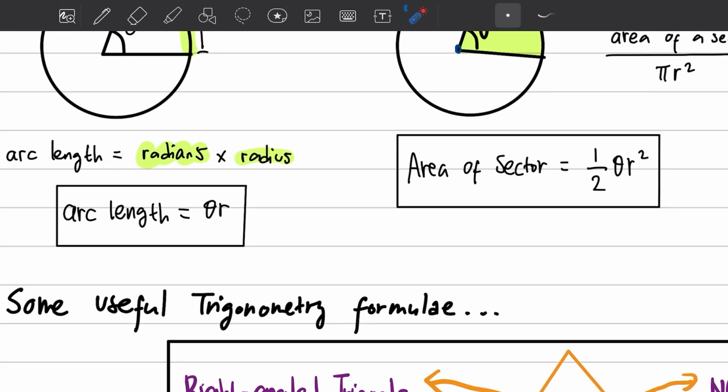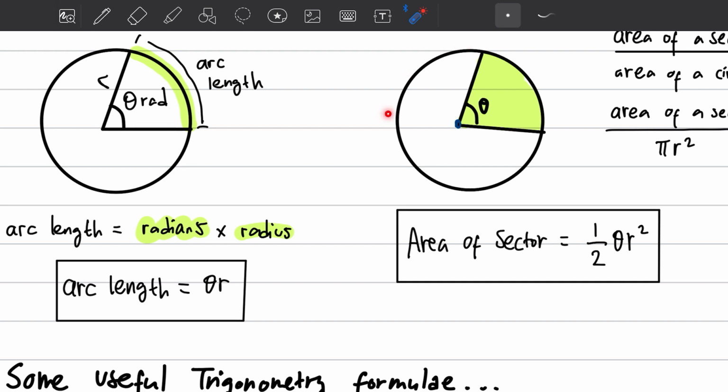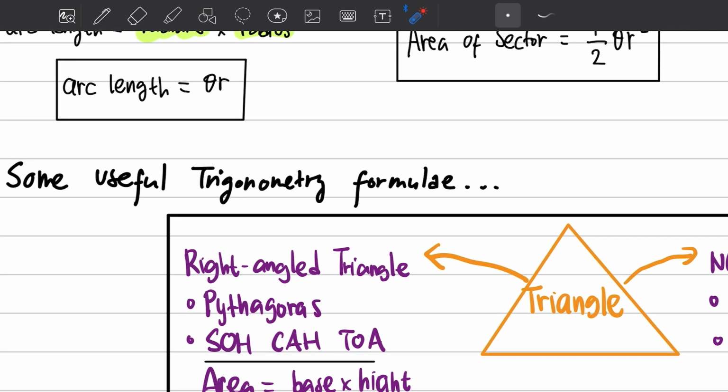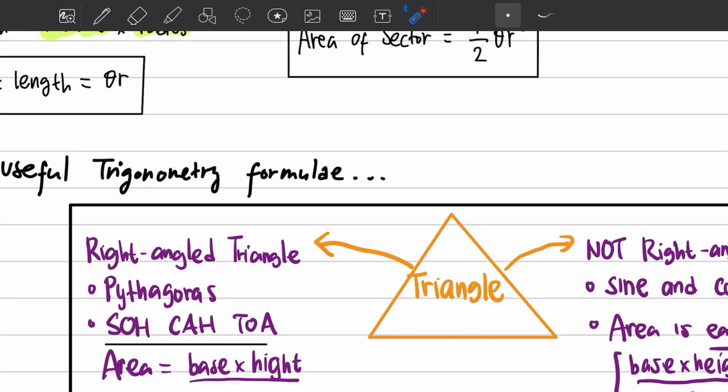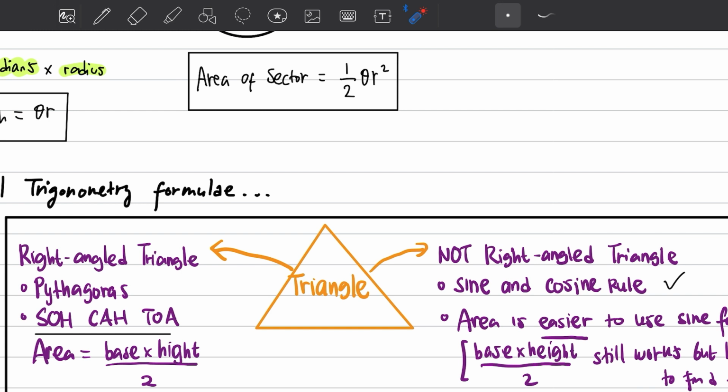Now, if you look at the past paper, you will find not just a circle, but also lots of triangles. So for this chapter, there are some useful trigonometry formulas that you have to know and understand how to use. Later on in the past paper, you will find a lot of triangles, but I can categorize them into two types. The first type is right angle triangle, and the second one is not right angle triangle.